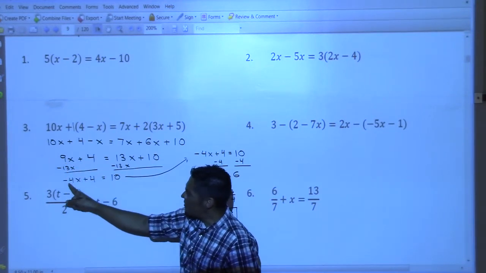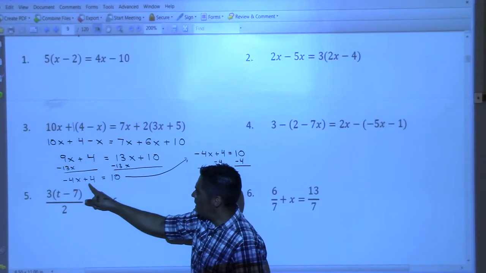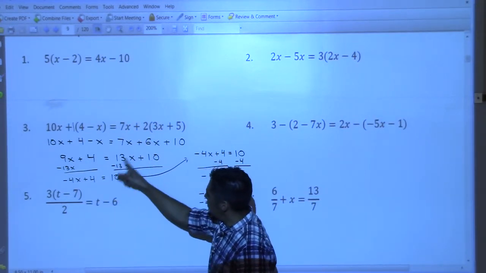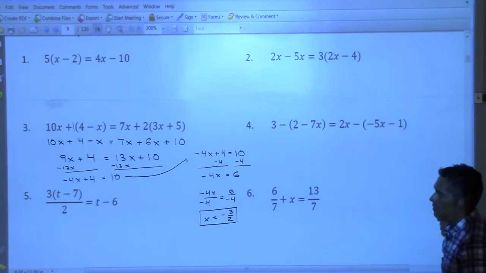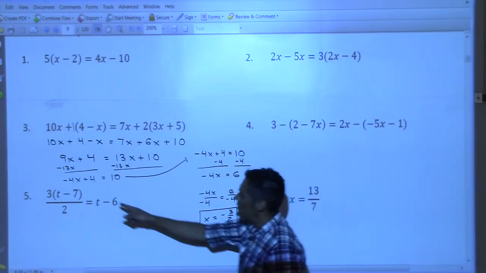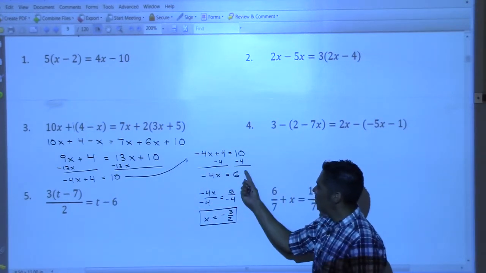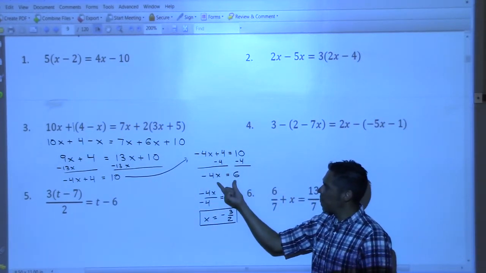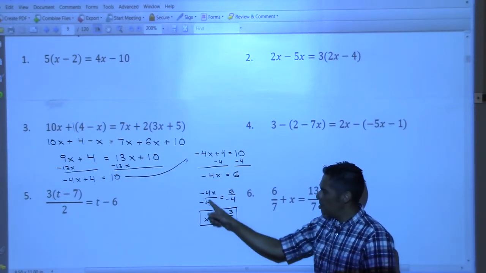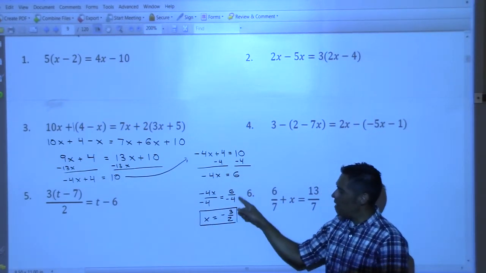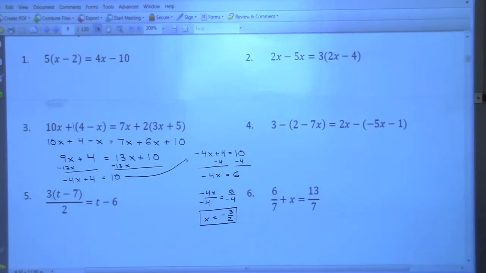9x's take away 13x's gave me negative 4x's. And then the 4 comes down because I didn't do anything to it. And then here the 13x's cancel and I just get the 10. And then the next line, still trying to isolate the x term, so I subtract 4 on both sides. And that brings me to this. Then divide through by negative 4. The negative 4's cancel, I get x. Here I just have 6 over negative 4, and that fraction reduces out to be negative 3/2.